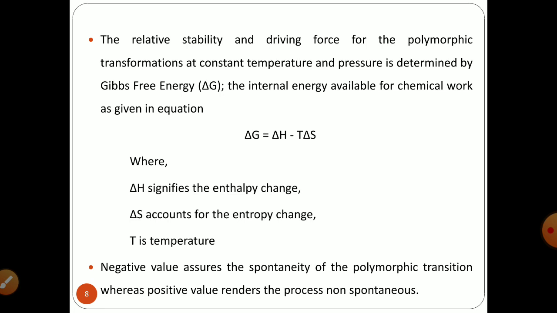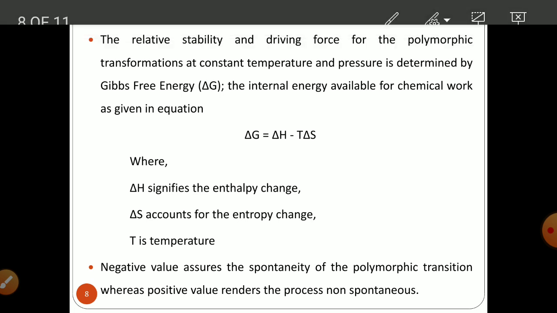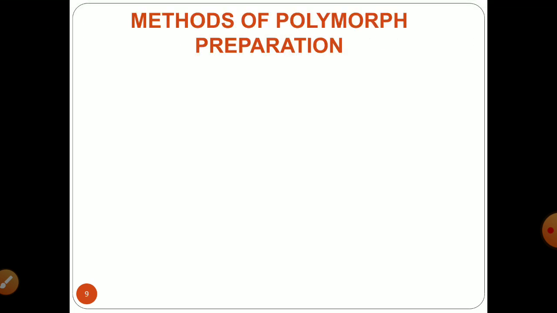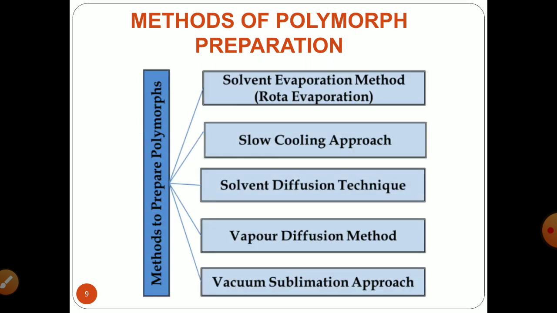So the polymorphic transition is spontaneous, gives you negative value, whereas positive value gives you that the process is non-spontaneous. There are different methods for the preparation of polymorph, and the methods are solvent evaporation method, slow cooling approach, solvent diffusion technique, vapor diffusion method, and vacuum sublimation approach. Let's see one by one.